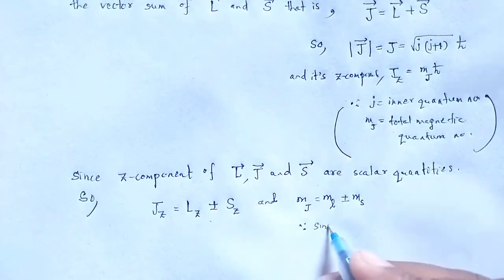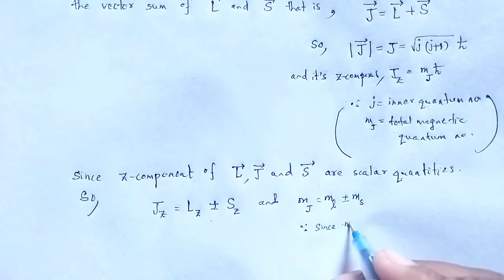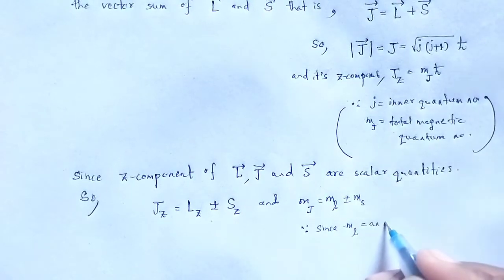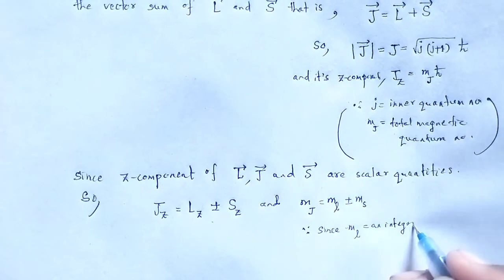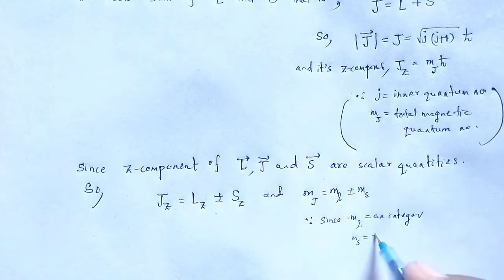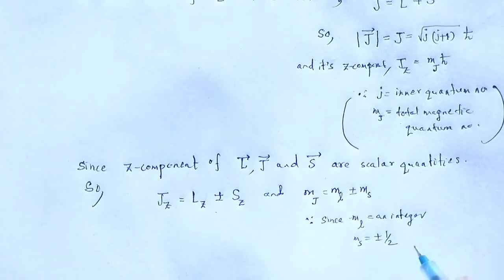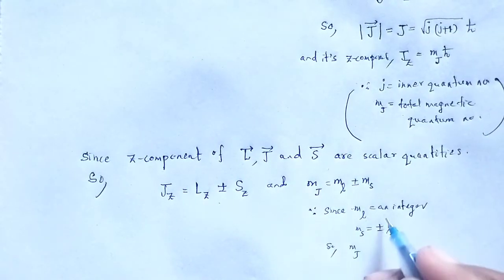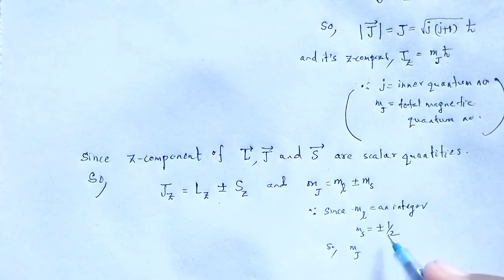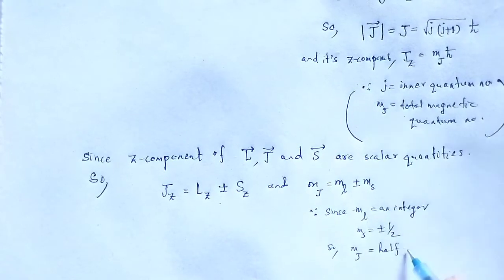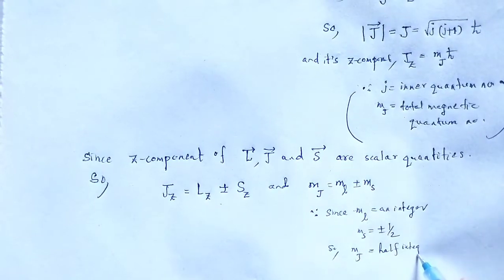Since ml is an integer and ms is plus or minus half, mj will be half integral.